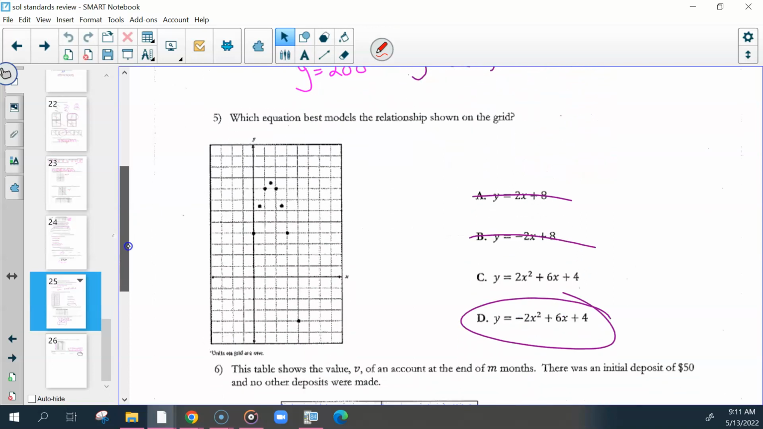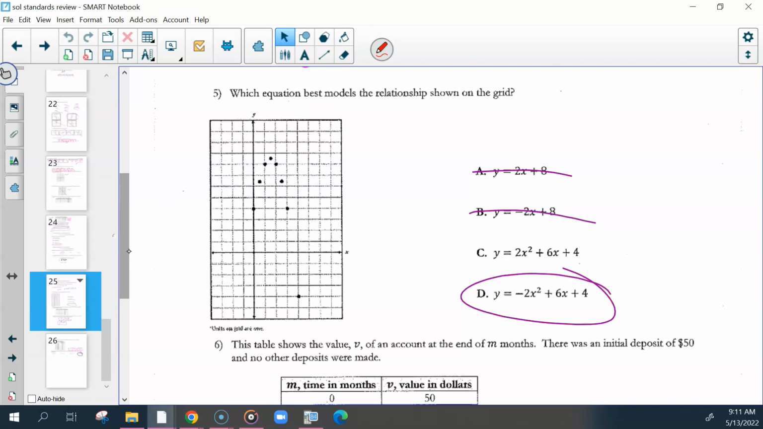Number 5, you could do without a calculator if you know this. This makes a U, so it can't be linear. It can't be A or B. It has to be C or D. These are the same equations, except one is positive, one is negative. It's upside down, so it has to be negative. So D would be our answer for that one.